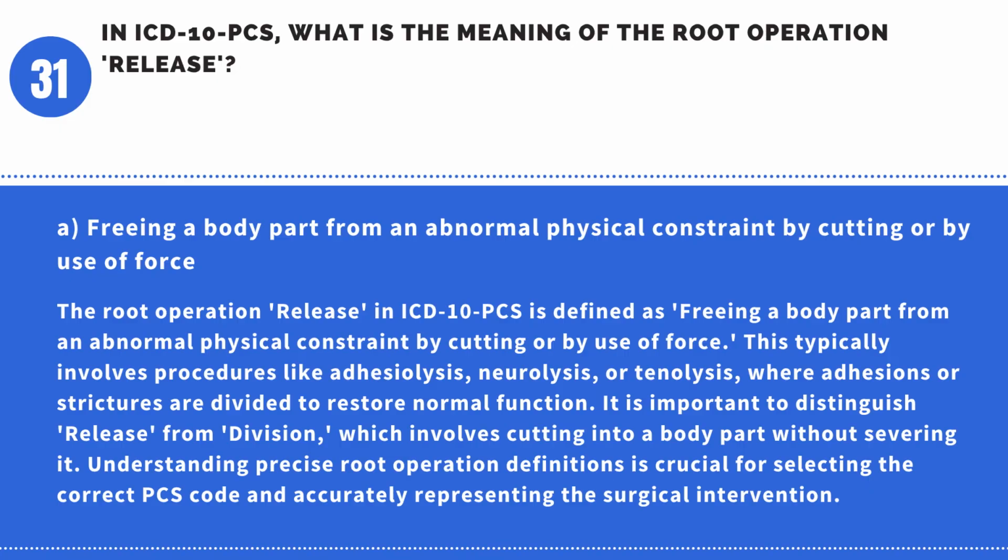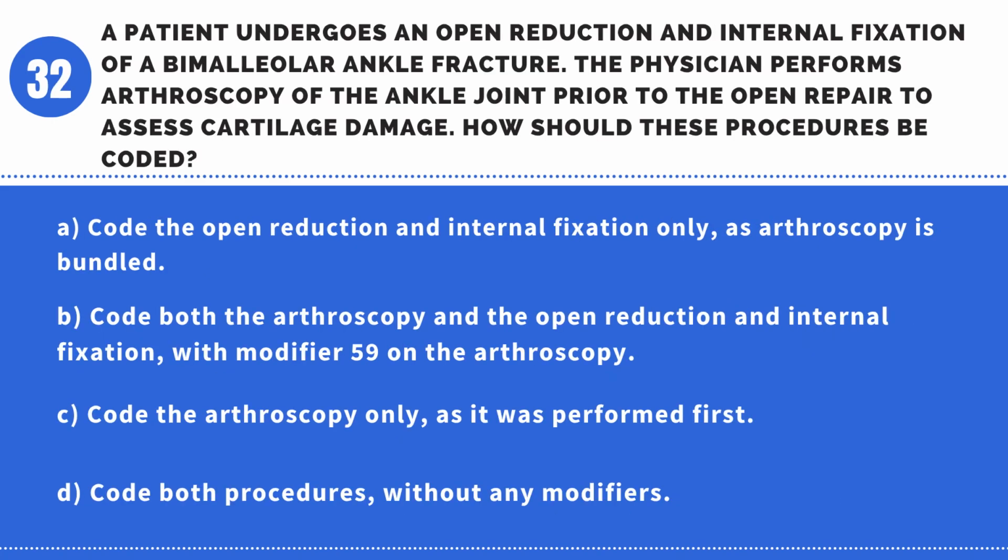Understanding precise root operation definitions is crucial for selecting the correct PCS code and accurately representing the surgical intervention. Question 32. A patient undergoes an open reduction and internal fixation of a bimalleolar ankle fracture. The physician performs arthroscopy of the ankle joint prior to the open repair to assess cartilage damage. How should these procedures be coded?